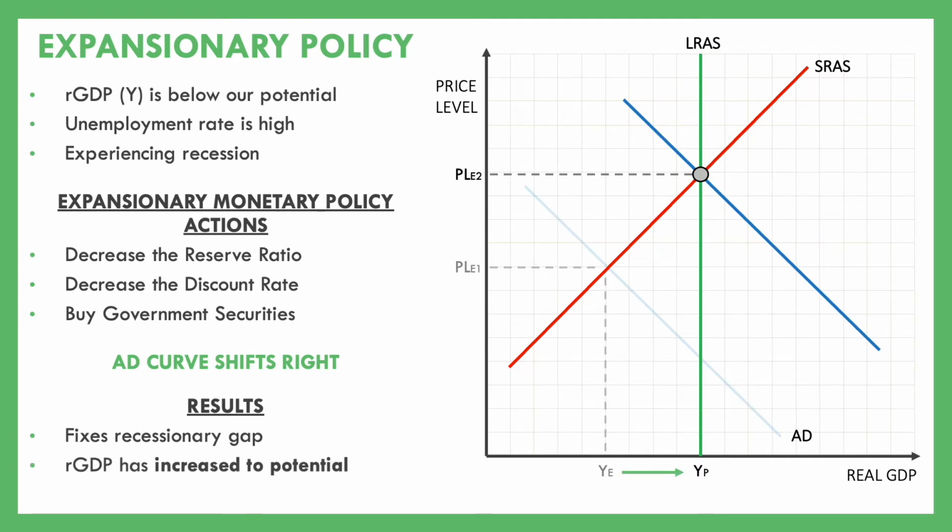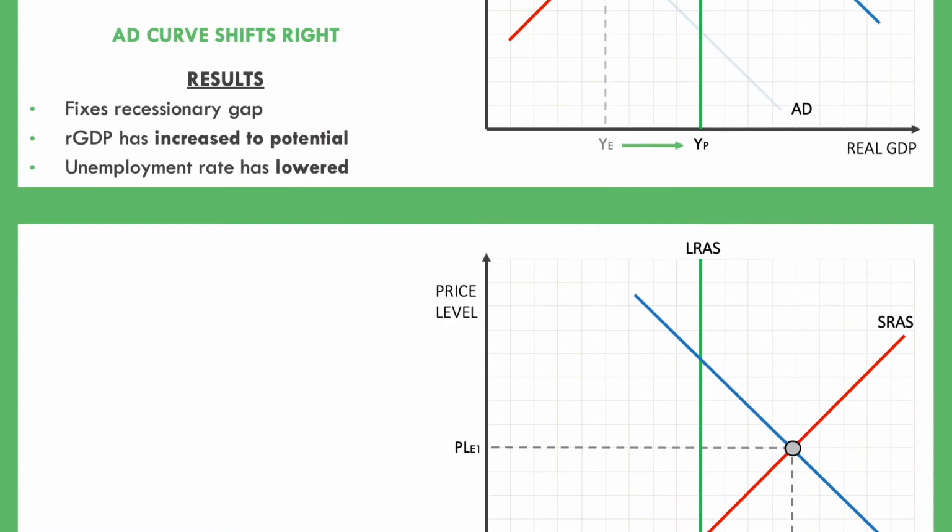We see our GDP is back to its potential. Unemployment rate has hopefully lowered back to its natural rate. And again, that's the goal of expansionary policy here. Decreasing the reserve ratio, decreasing the discount rate, or buying government securities, moving us out of a recession back to our potential. Well, how about on the other side of things?